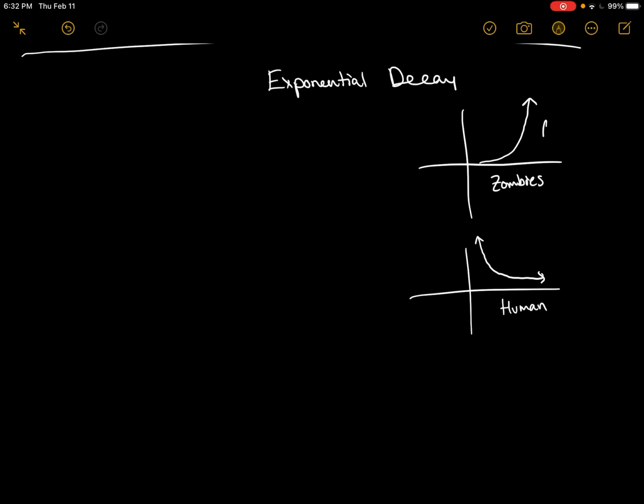So this is growth here. Zombies are increasing in number, and the opposite would be humans in the same case. They would be decreasing in number. So exponential decay is what we're going to be looking at. It's actually a very similar model to exponential growth, just a little bit of a different context for how we apply things.